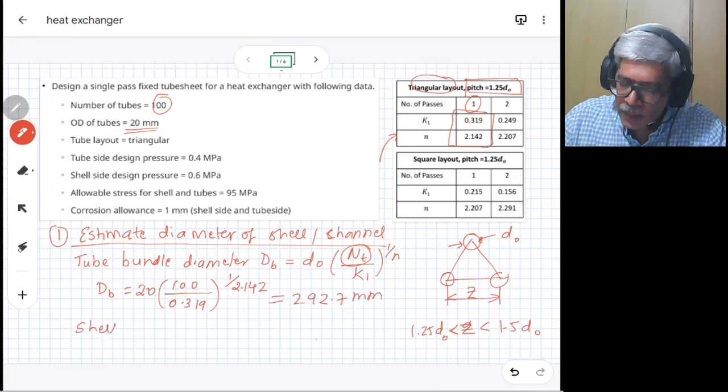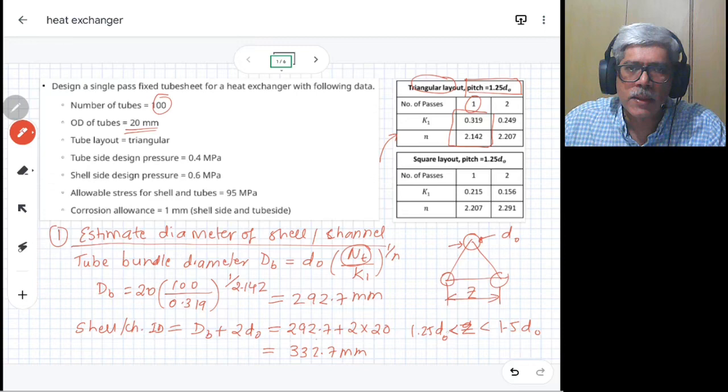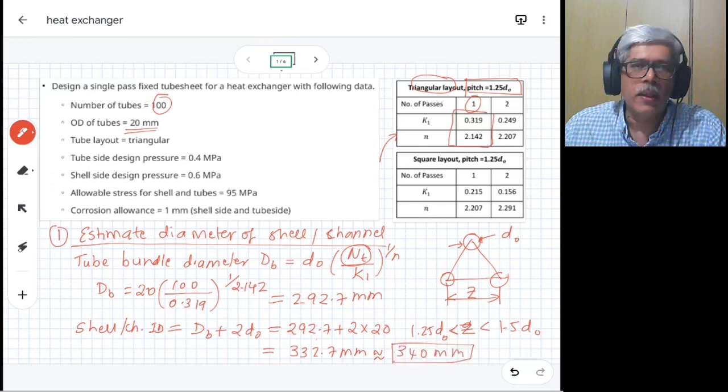Therefore, the shell or channel ID would be given as diameter of tube bundle plus 2 times outside diameter of the tube. So that is 292.7 plus twice 20, which is 332.7 millimeters. For the purpose of these calculations, I am rounding this value to 340 millimeters. So for our calculations, we'll consider the shell inside diameter as 340 millimeters.